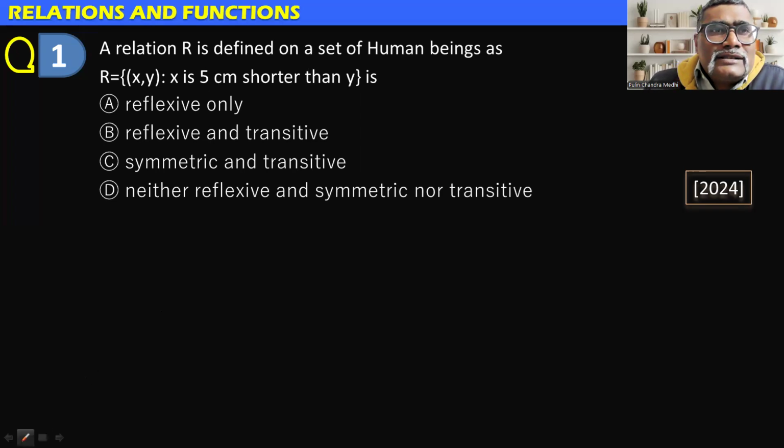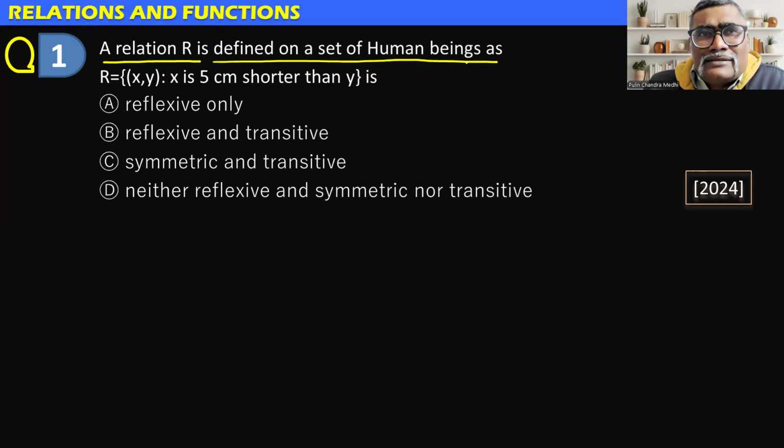Let's have a look at this question. A relation R is defined on a set of human beings. R is given by (x, y), that is x is related to y, if x is 5 centimeters shorter than y. What is understood? x and y are two humans. They are said to be related to each other if x is 5 centimeters shorter than y. So the idea is that y is taller than x.